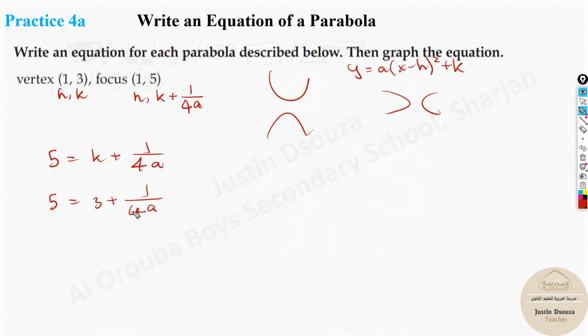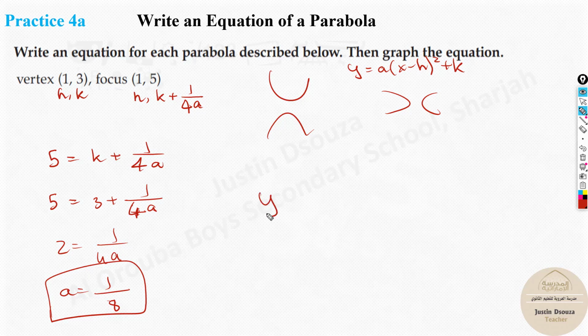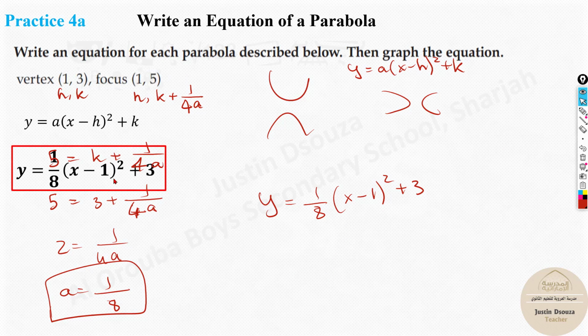You can directly put this in the calculator and get the answer. We did it a while ago, but I'll solve it now directly. I'll take this to the other side. It'll be 5 minus 3, 2 is equal to 1 by 4a. Now a goes up over here, just swap, and 2 over here. So a is equal to 1 by 4 into 2, which is 8. Positive, that's the answer. So the standard form would be y is equal to 1 by 8 into (x minus h, which is 1) the whole square plus k, which is 3. That's it. That would be the final solution.